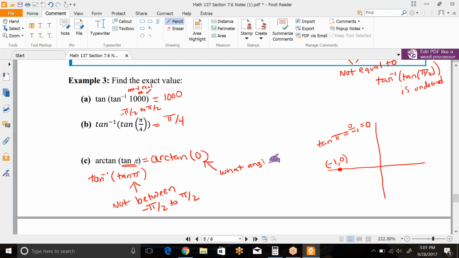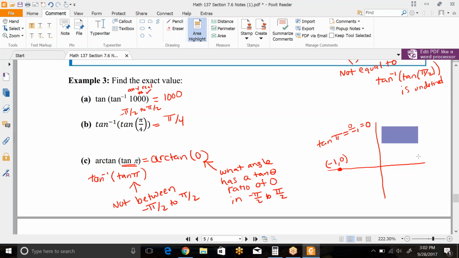So this part is asking us what angle has a tan theta ratio of 0, in negative pi over 2 to pi over 2. Okay, so in our correct quadrants.